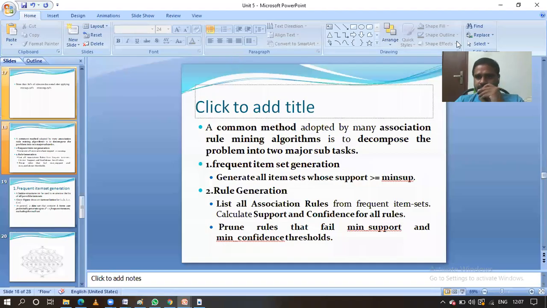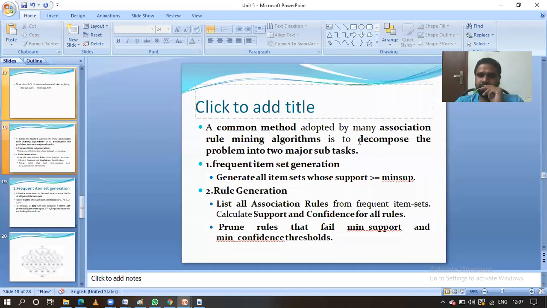Understand, guys? The overall problem in association rule mining, we are going to divide into two sub problems. One is frequent item set generation, that is the first one. The second sub problem is rule generation. The output from the rule generation is the association rules.